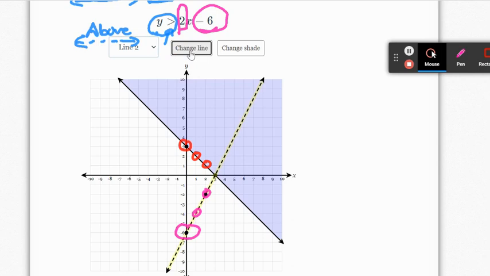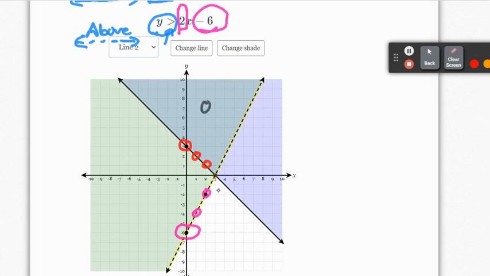So I click change line, and then I want to shade above. So I click change shade. This is shading below. So I change it again. Now it's shading above. And you can see my solution set is any coordinate up above where there's double shading up in here. So these are all solutions up here.